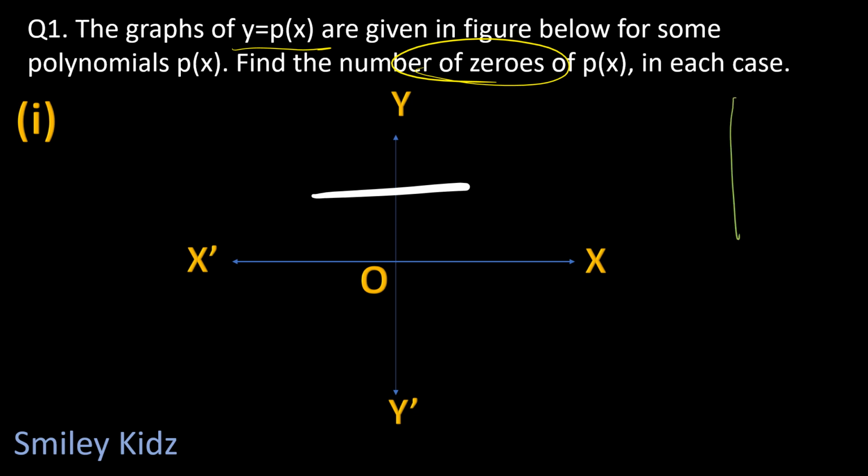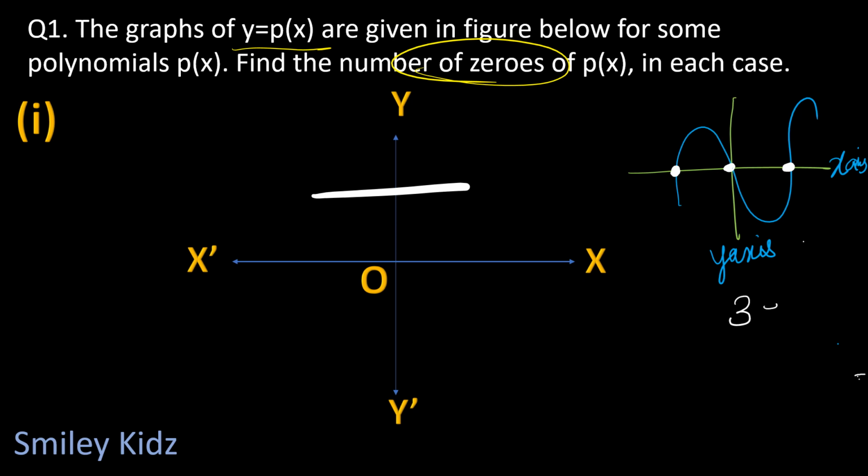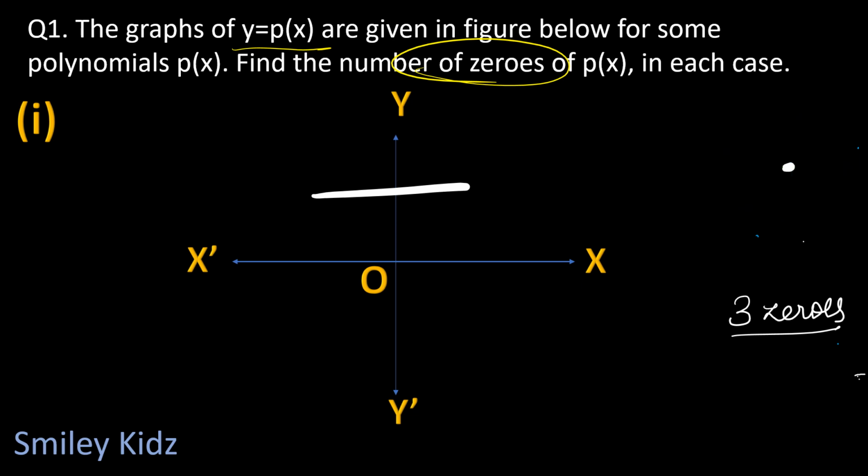Let's suppose my graph is like this. So here we observe that this is the x-axis and this is the y-axis, isn't it? Now we observe that this particular parabola touches the x-axis 3 times. Hence, the number of zeros of this particular polynomial will be 3. So how many ever times the graph is touching the x-axis, those many zeros will be there.